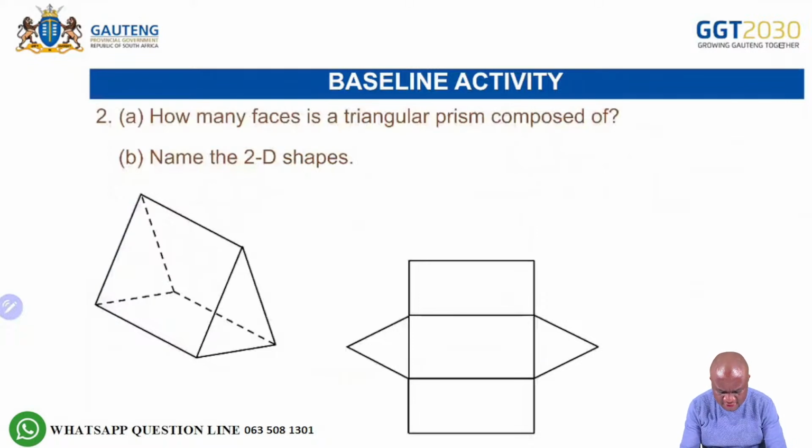So how many faces is a triangular prism composed of? And then name the 2D shapes. How many faces? And after that, name them. If there are 4 rectangles, just say 4 rectangles. If there are 5 triangles, say 5 triangles. If there's 1 triangle and 4 rectangles, okay? All right, let's do that in 2 minutes.